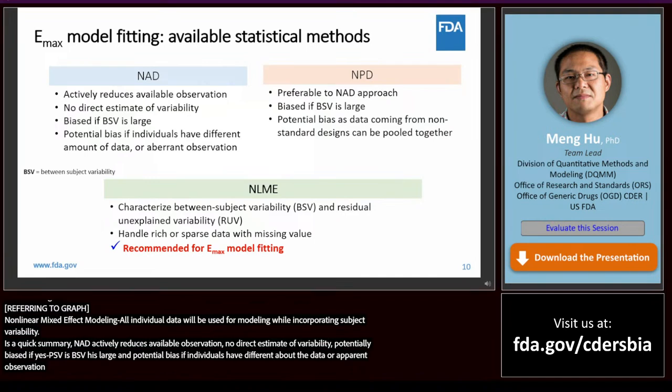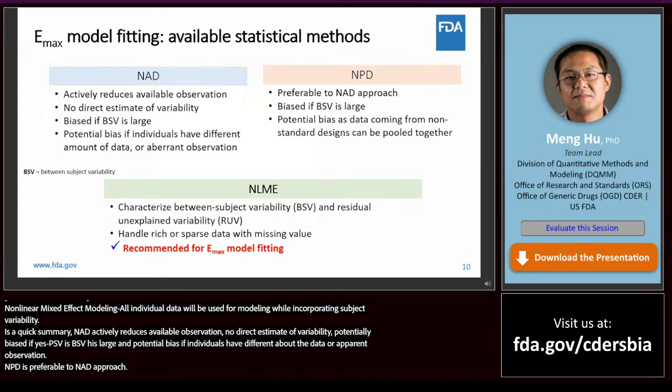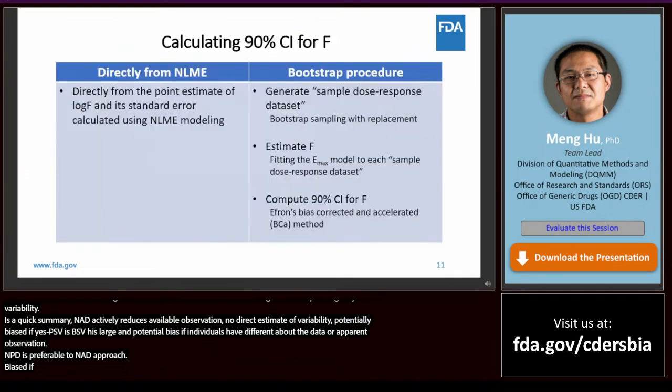Compared to the above two methods, the nonlinear mixed effect model is recommended because the model is capable of characterizing between-subject variability and the residual unexplained variability, and is also less sensitive to aberrant observations and missing values. To establish BE, a 90% confidence interval for F should be calculated.